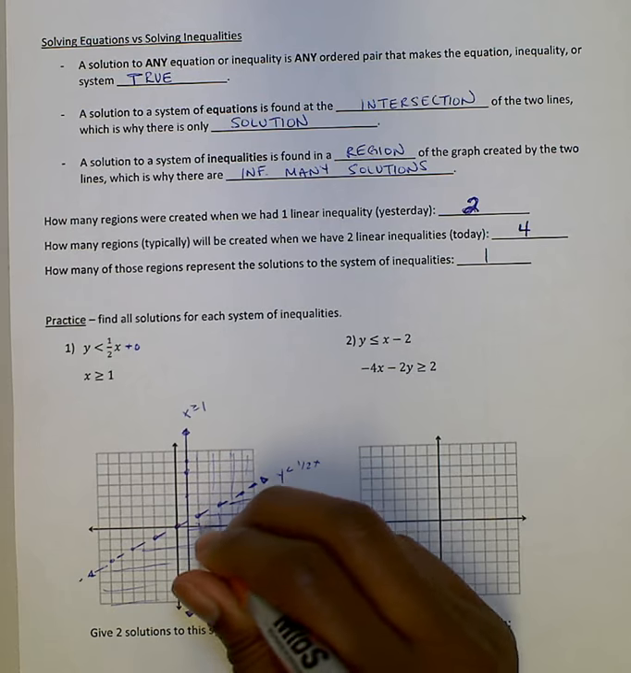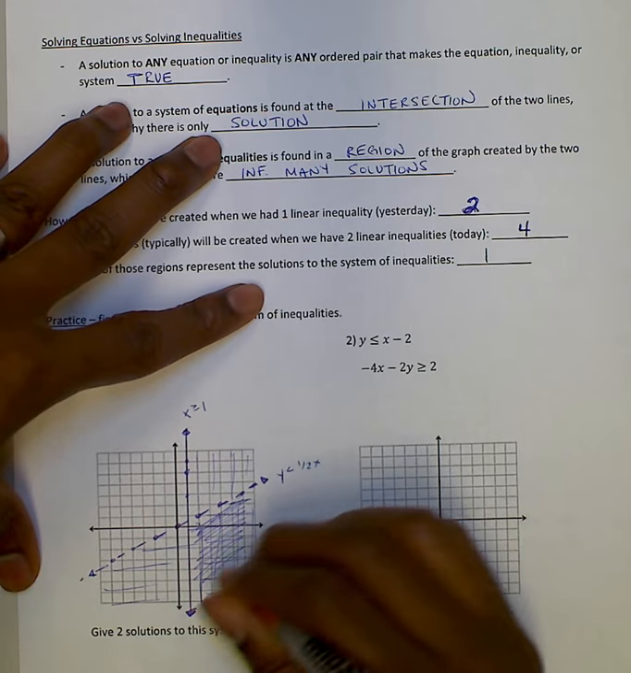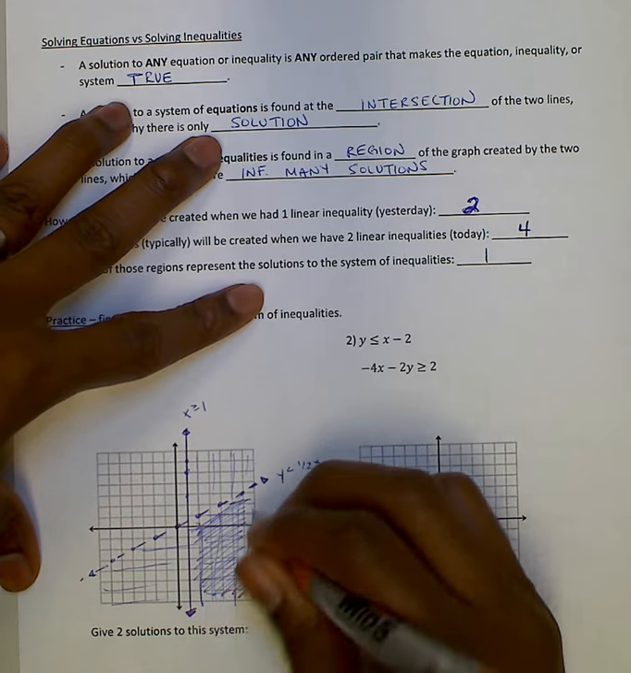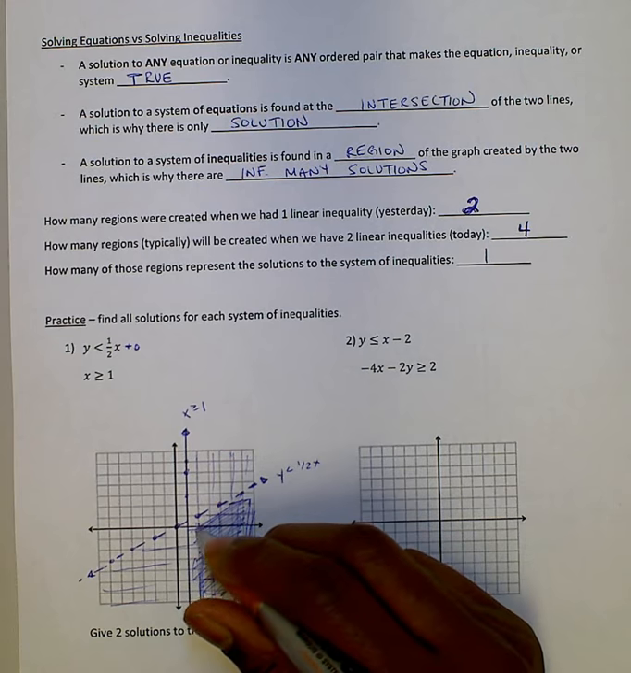And so now in that area, that's where my solution is. I'm going to shade that darker. These are where all my solutions will lie. This is the region. Okay? And so now here it says give two solutions. Well, any two solutions, any 2 points that are shaded.